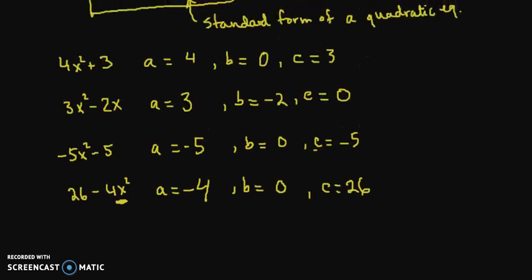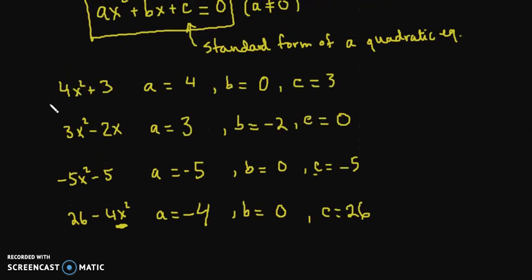In order to solve the equation, we need to graph its corresponding function. What does that mean? Let's say that I want to solve the equation x squared minus 4 equal to 0 by graphing.